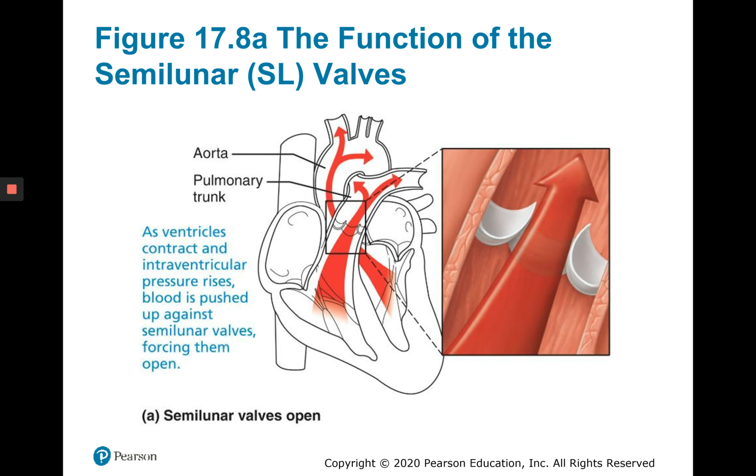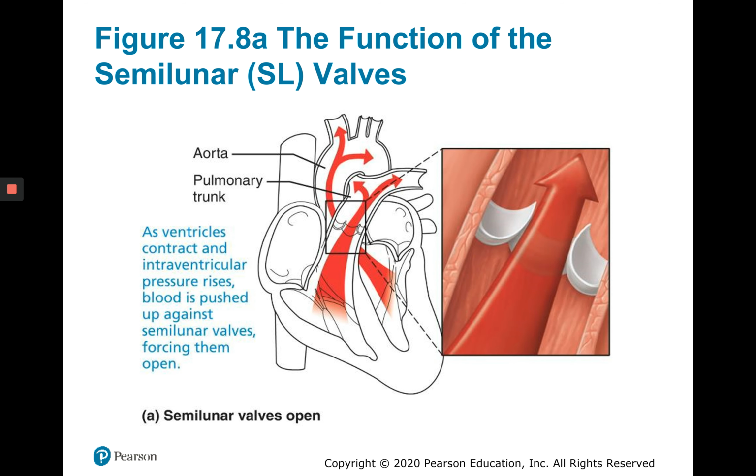The way that semilunar valves work is as the ventricles begin contracting, they're not only putting pressure on the underside of AV valves, they also begin putting pressure on other locations nearby or adjacent to the ventricles. Because of the shape of the semilunar valves, as opposed to the AV valves, when this pressure is exerted on their underside, they open. So as ventricles contract and the intraventricular pressure rises, blood is pushed up and it can't go back into the atria, so instead it forces the semilunar valves open and blood enters the major arteries.